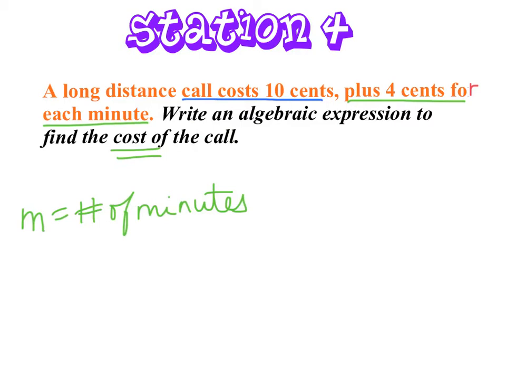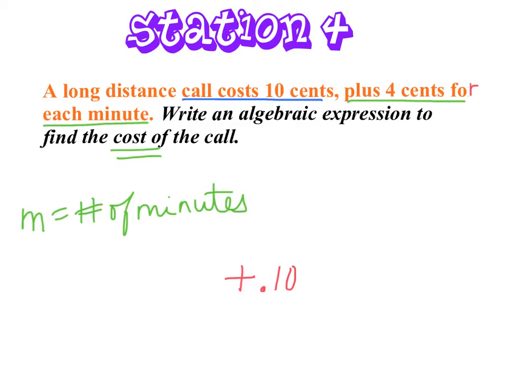call. So this part right here, I have to add that on to my expression. Now, 10 cents. How do we write 10 cents? Again, 10 cents is 0.10. Right there, that's just to make the call. But I have 4 cents for each minute.